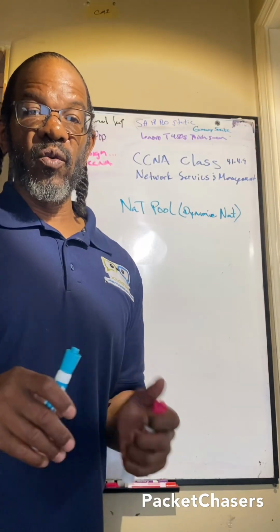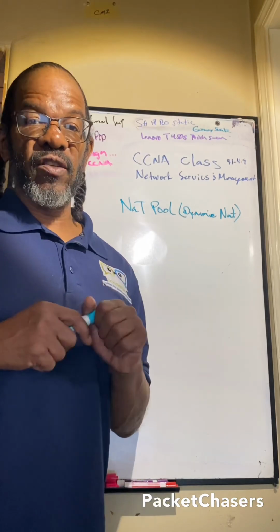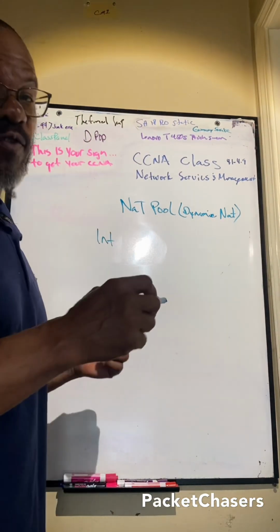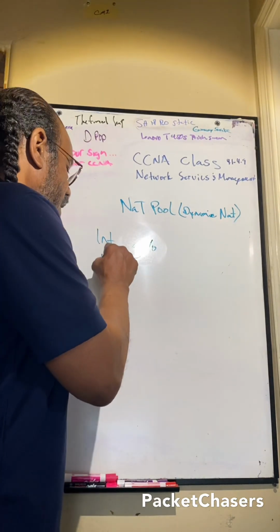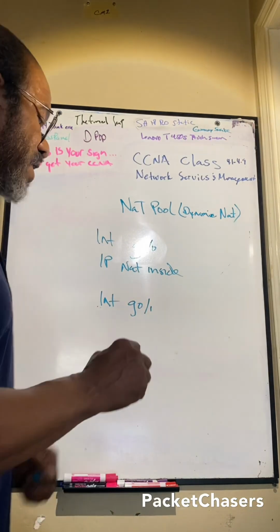Next, we have to assign this to an interface, the interface assignment part. So to assign this to the interface, we're going to type int for interface G0/0 ip nat inside, and then int G0/1 ip nat outside.